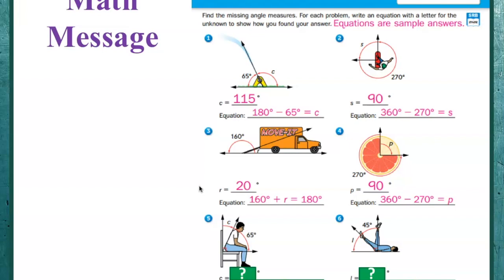Number five, this is a 90-degree angle, the chair itself, so you know that you're going to be using 90 degrees to help solve this problem. C is our unknown. We should have gotten 25 degrees because 90 minus 65 equals 25 degrees. And last but not least, again, we're going to be using 90 degrees. We're looking for the unknown letter here, I, and we know that 90 minus 45 equals 45, or 45 plus something gives us 90 degrees.